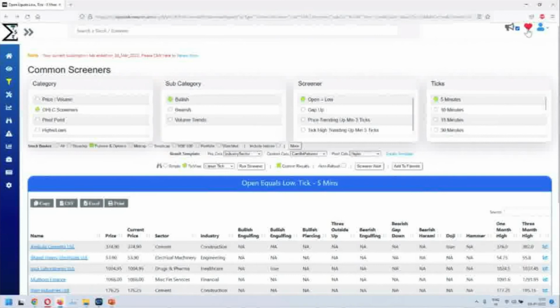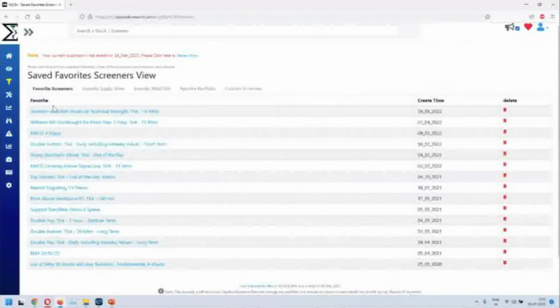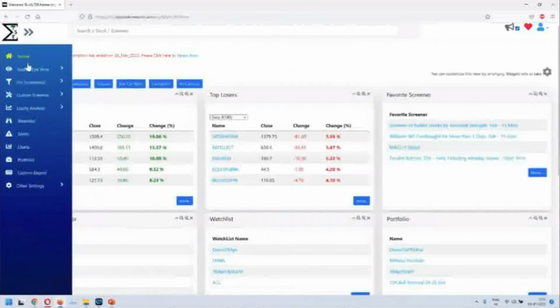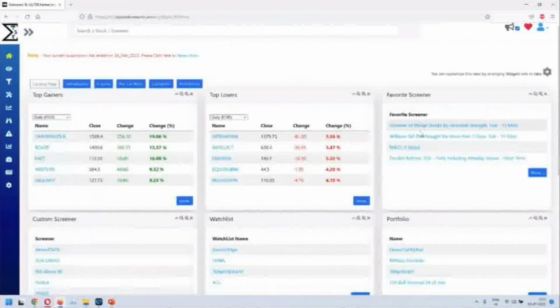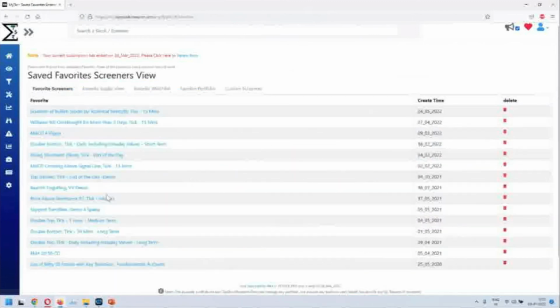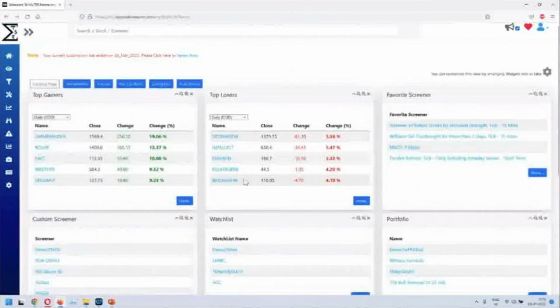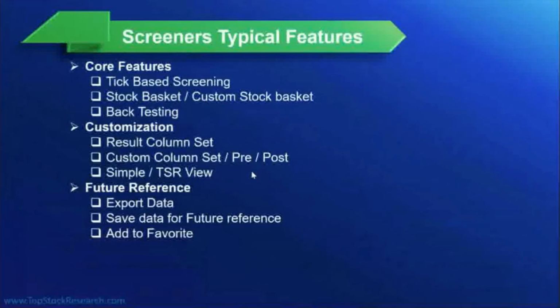One is directly go to the favorite screeners over here, or you can go to your home page. In the home page, you will have favorites. This is where you will see all favorites here. Click more, it will take you to the favorite screener. Right? So that's the other way of looking at it. Okay, so that covers two parts. One is like the common screeners, price volume screeners, and some of the core features that we have explained.